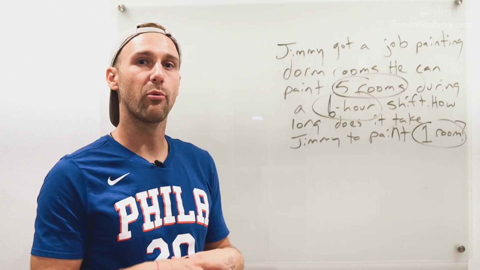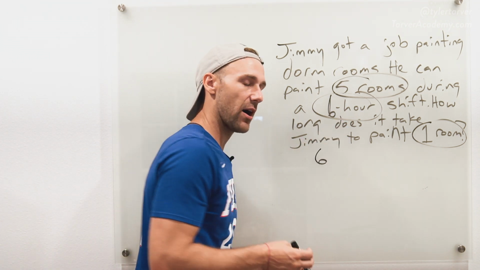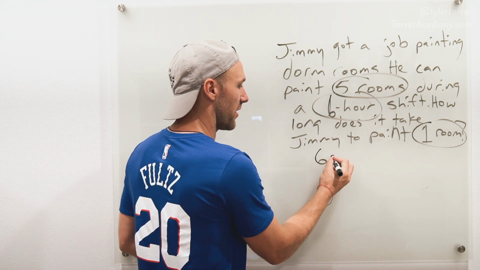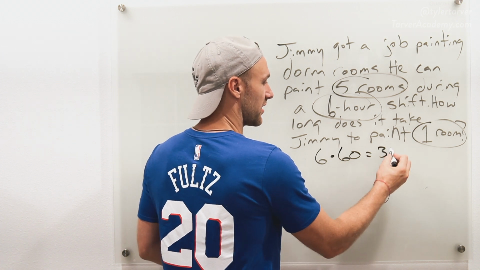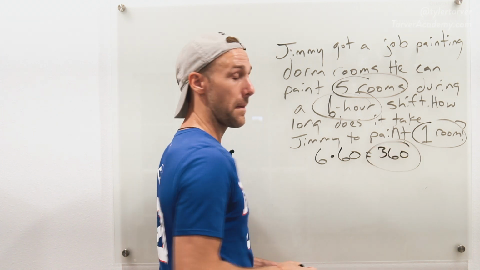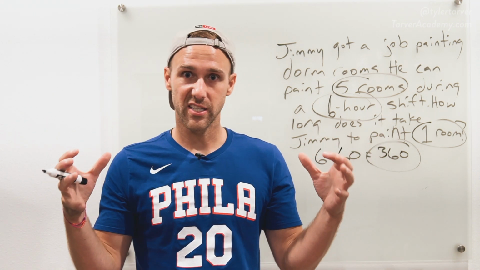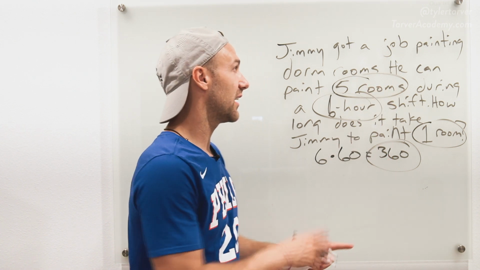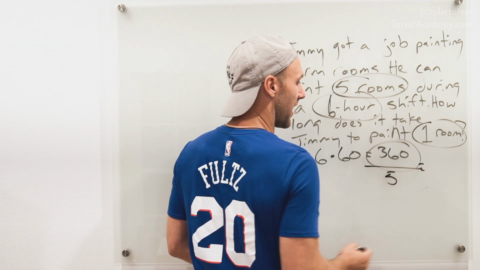So what I wanna do is I wanna break it up into minutes. Okay, if I've got 6 hours, if I wanna know what that is, I'm gonna spread it out into minutes. So there are 60 minutes in 1 hour. So I'm gonna multiply those and get 360 minutes. That's our total amount of minutes that old Jimmy is painting rooms. Now I can divide 360 a lot cleaner with 5. So I'm gonna do 360 divided by 5.